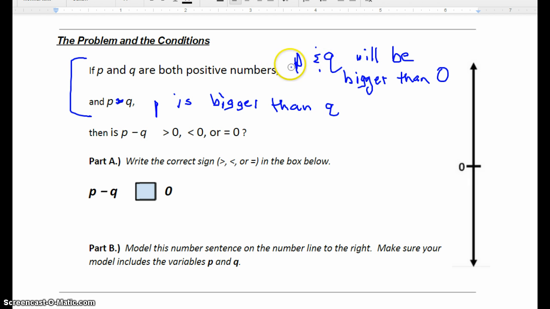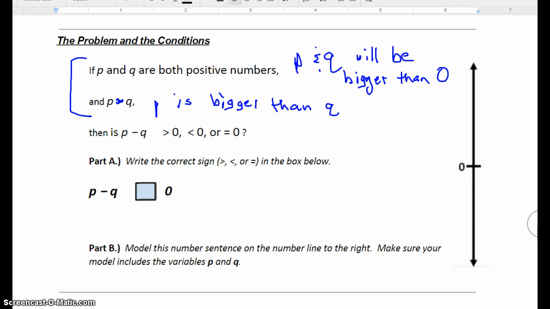So these are the two things we know about this problem. We don't know what P and Q are, but we know they're both bigger than 0. They're both positive. And we know that P is bigger than Q. So we're being asked, if I took P and I subtracted Q, would my answer be greater than 0? Would it be less than 0, so a negative number? Or would it be equal to 0? So you might be thinking to yourself right now, oh, I get this. If I take a number that's positive and I subtract a smaller number, then I'm going to be above 0. You might be able to figure that out now. You're like, oh, it's greater than. Easy. Or maybe you can't.